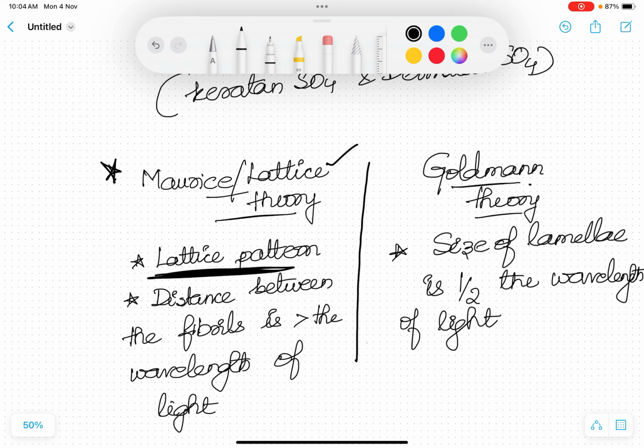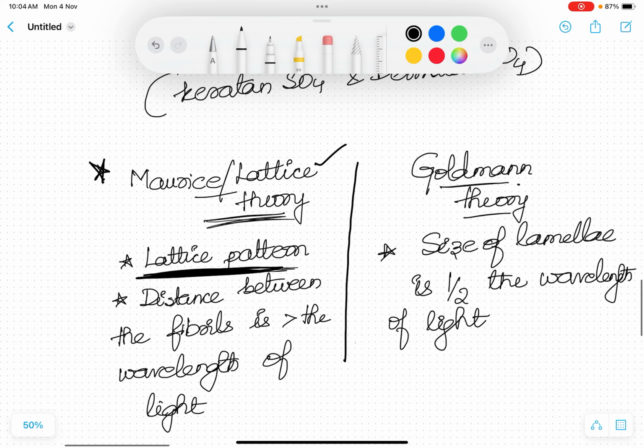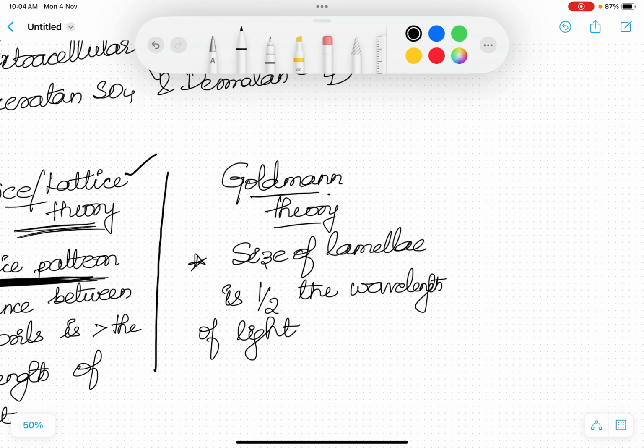The first initial theory which was proposed was the Maurice theory or the lattice theory. This suggested that the corneal transparency is mainly because the collagen fibrils are arranged in a lattice pattern, and the distance between the fibrils is less than the wavelength of light.